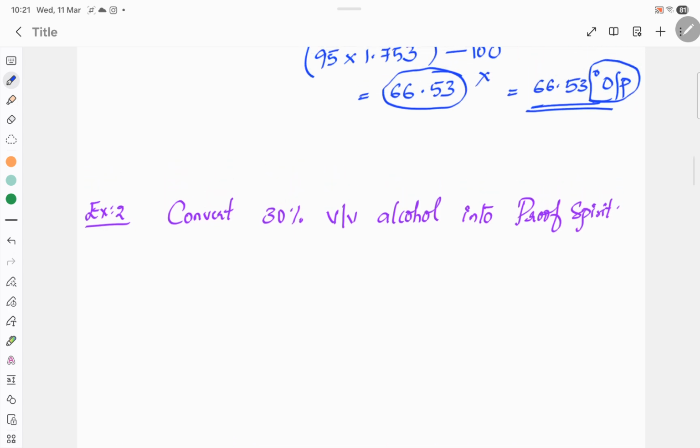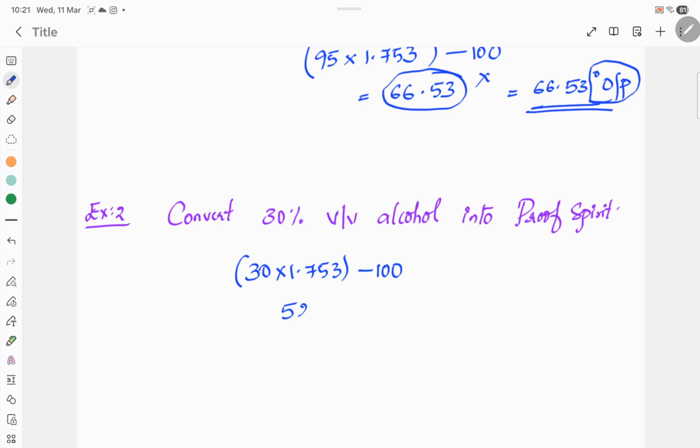And now we have another example. Convert 30% volume by volume alcohol into proof spirit. You may pause the video here, do the problem yourself, and then come back to check if your answer is correct or not. So here, 30 multiplied by 1.753 minus 100. You'll get 52.59 minus 100, where the value is minus 47.41.